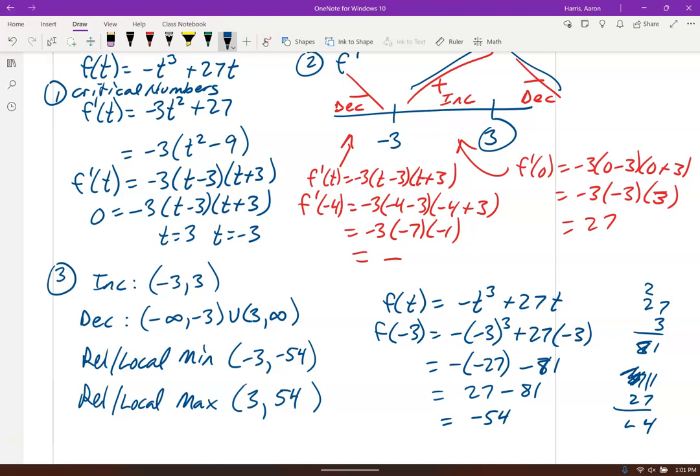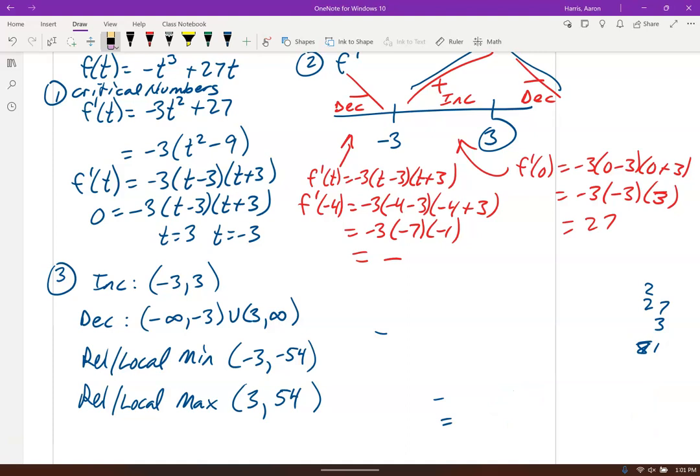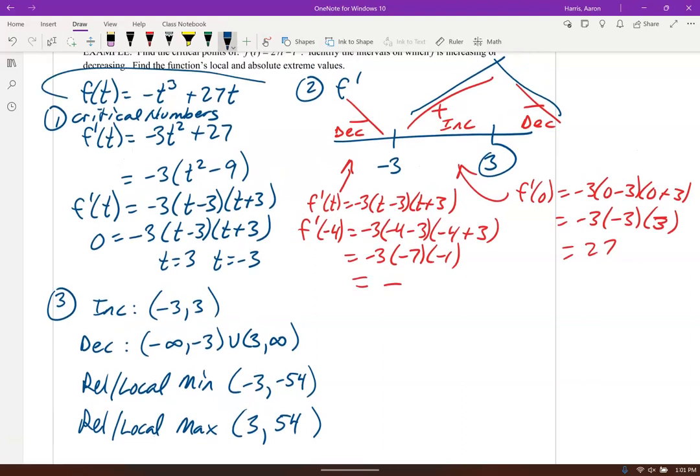Now let's discuss the graph. I know it doesn't ask you to graph, but the original function was negative t cubed plus 27t. So the degree is odd, but the leading coefficient is negative. Instead of being like x cubed, it would flip around and be more like negative x cubed. So it goes up to the left as far as end behavior, and down to the right.